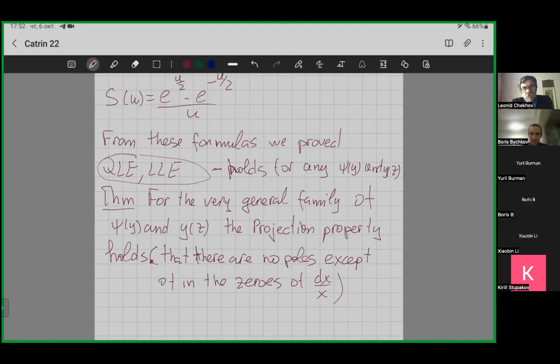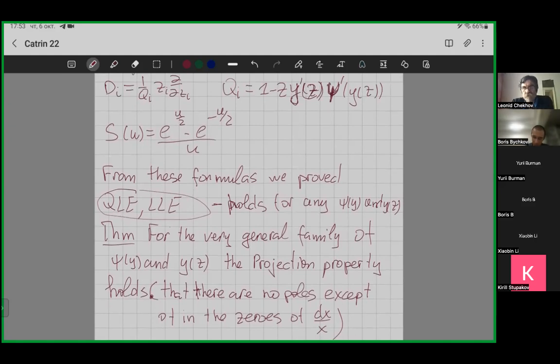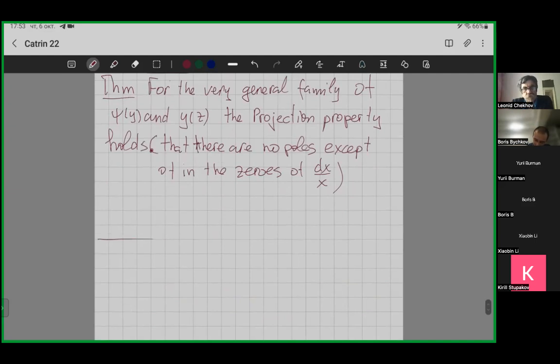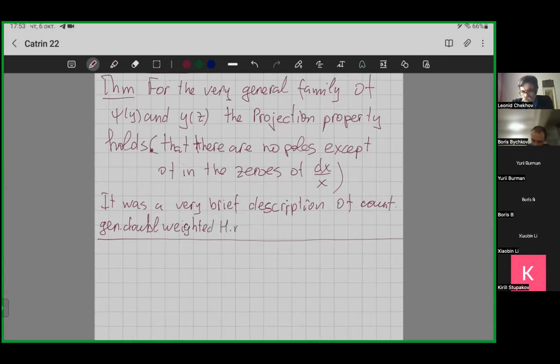Okay, so it was a very brief description of this generalization of counting generalized double weighted Hurwitz numbers with this spectral curve x of z, exponent minus psi of y of z.